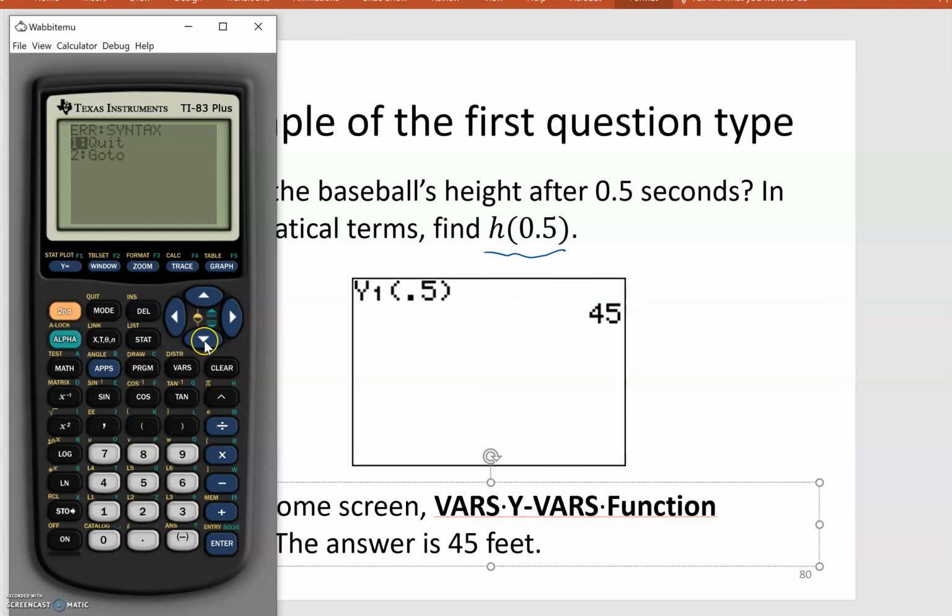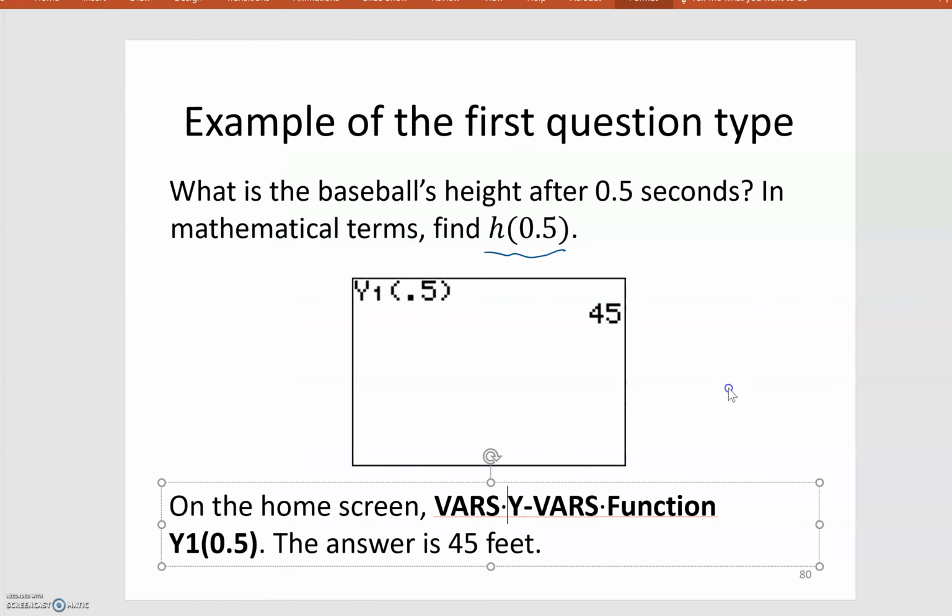And oops, what did I screw up? It's great to see me screw up live on camera. I see what it is. I didn't need this right here because I used my squared button, so it doesn't need to also have the caret button. All right, let's try that again. Vars, yvars, function y1, 0.5, enter, and we get 45 feet, as you can see here.